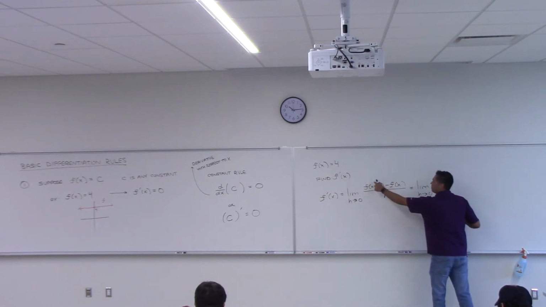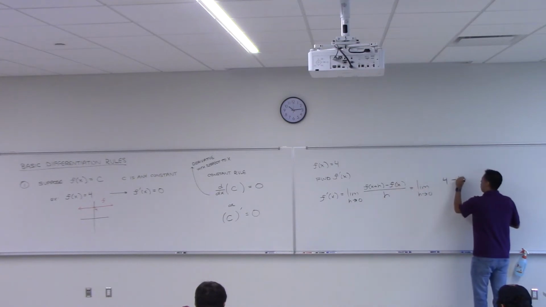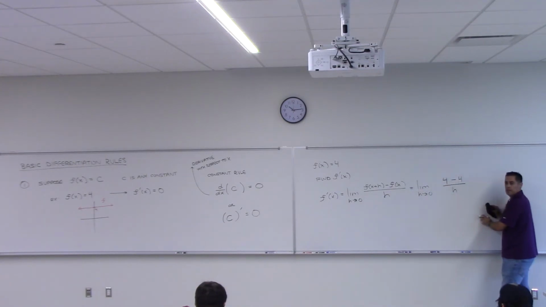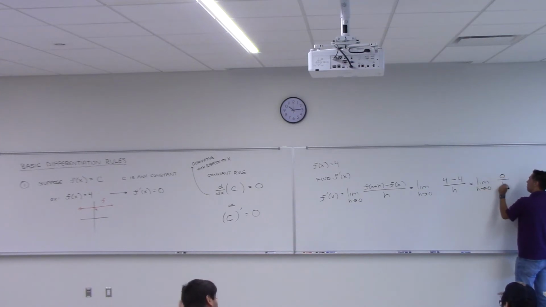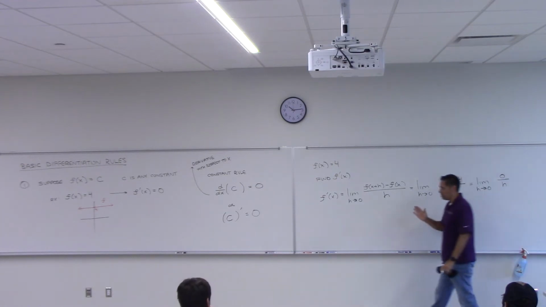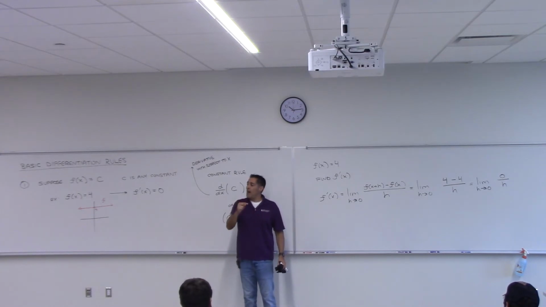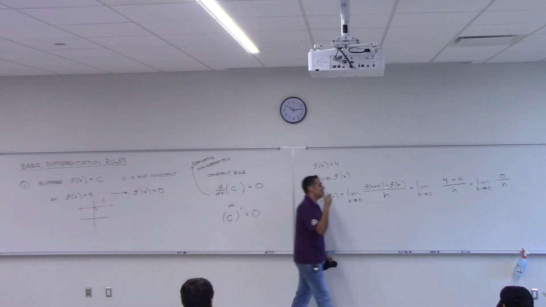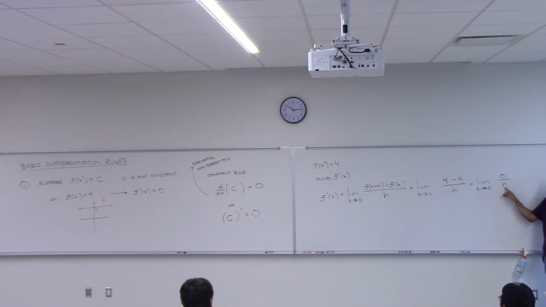So the top left corner of this is what? 4 minus what's f of x? 4 as well, over h, right? And what's 4 minus 4? 0. So you get the limit as h goes to 0, and then on top you get 0, and on the bottom you get h. Now, I was thinking about this while walking to my office this morning. I need to really make sure you understand this. This answer is 0. This is not 0 over 0.